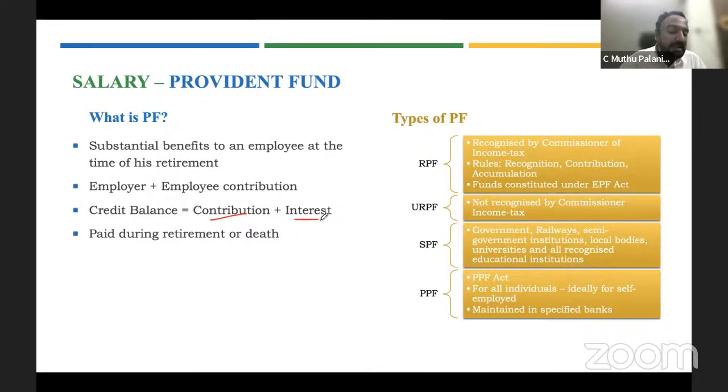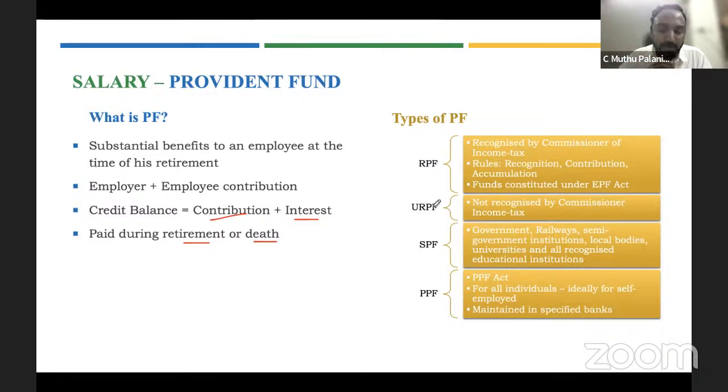And whatever is paid, during retirement or death. So it could be paid either at the time of retirement or at the death. So this is what is called PF. Basically PF is divided into 4 types of provident fund. First is called recognized provident fund. Second is called unrecognized provident fund. Third is called statutory provident fund. Fourth is called public provident fund.